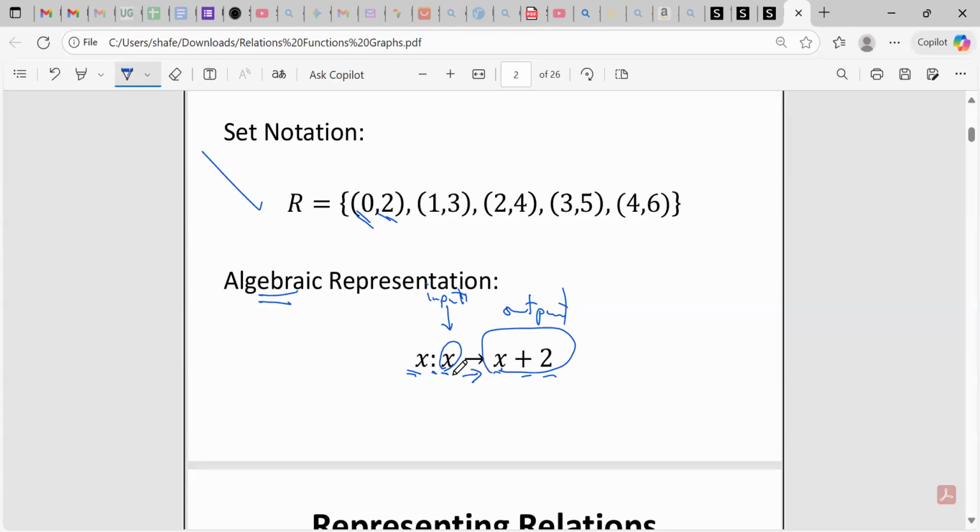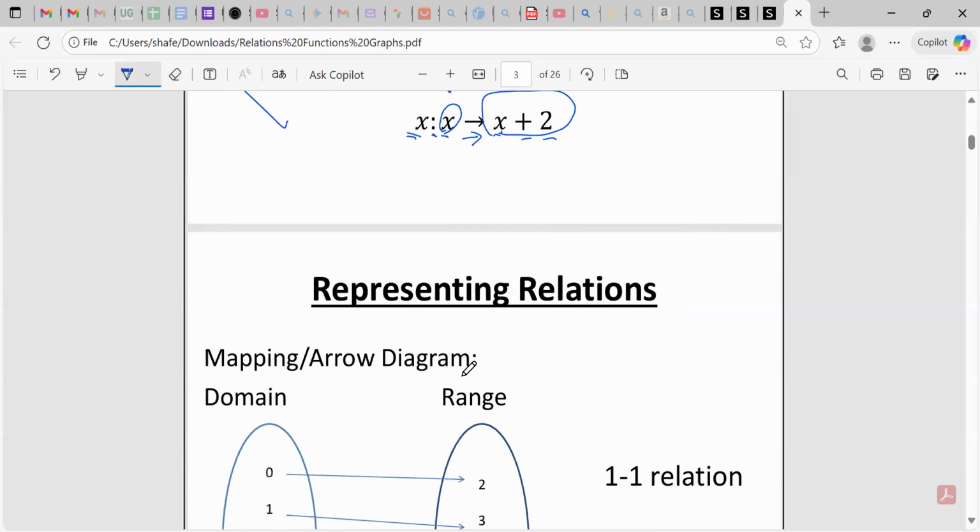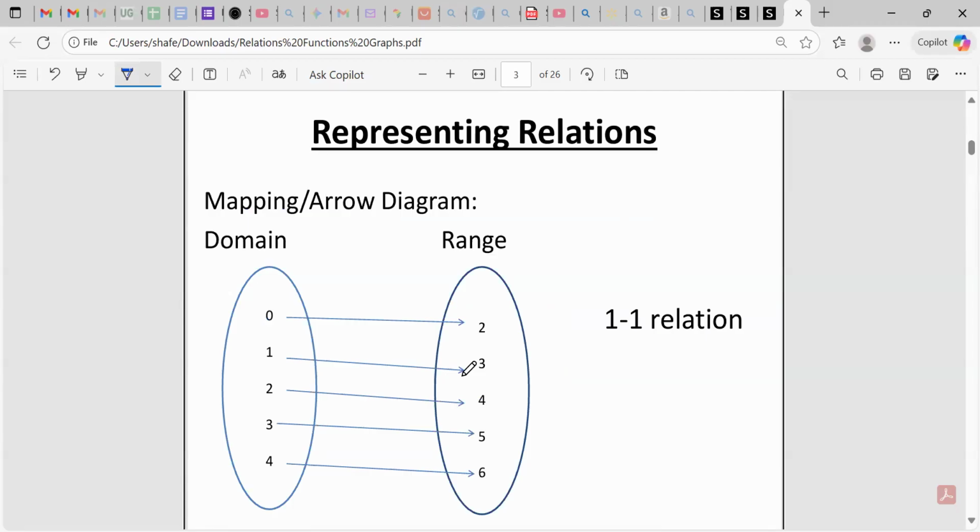So we got set notation. Now we have an algebraic representation involving X, where you can define what the input is and what the output is. For those who go on to study computer science, this kind of thing will show up again and be very, very useful to you. For other people, they hardly make use of this kind of thing.